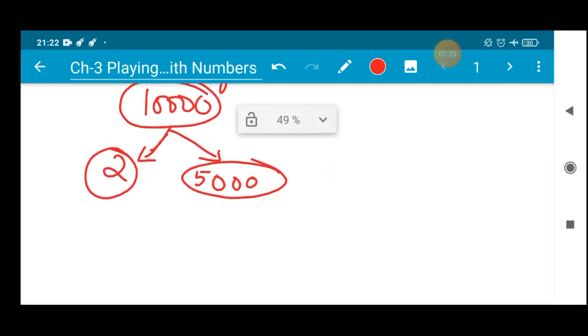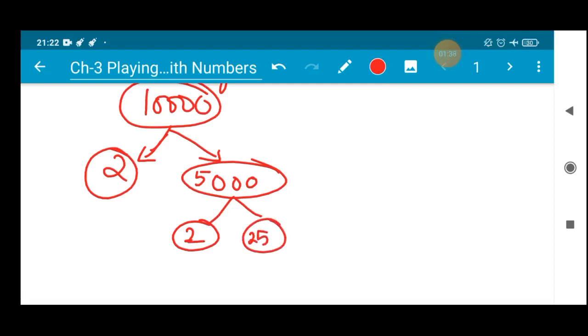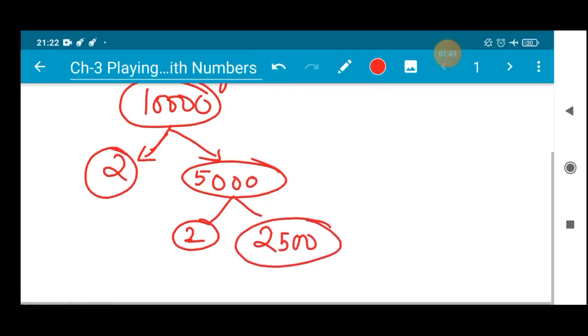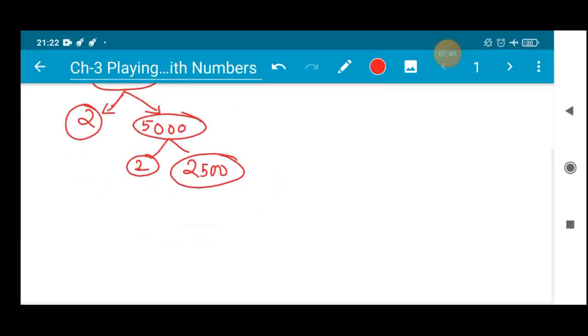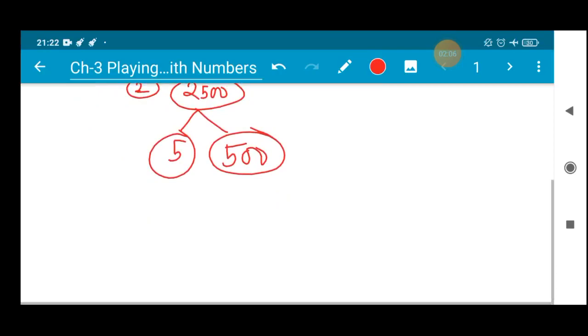Again, as they have mentioned, we have to express it in its prime form, so this can be broken down again. 2 into 2,500, since 2 times 2,500 is 5,000. Similarly we can make a branch of 2,500, and now we can break it as 5 into 500, since 5 times 500 is 2,500.